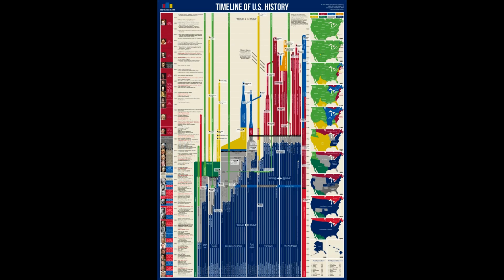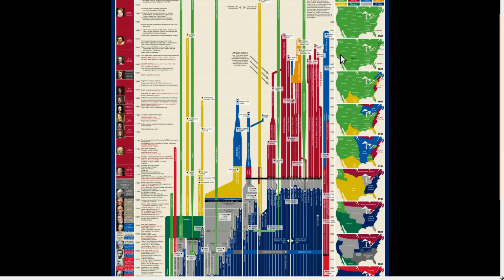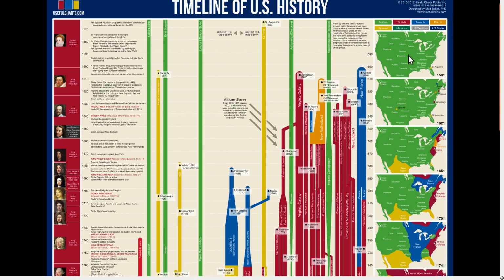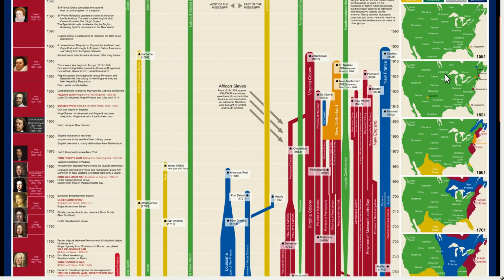Today I want to give you a quick overview of U.S. history using this timeline of U.S. history chart. In particular, I'm going to be using these maps on the far right, which show how the territory that we now call the United States evolved over the last 400 years or so. There are 10 maps in total, and the time difference between each one is exactly 40 years. So by looking at each one in turn, we can get a general idea of how U.S. history unfolded. But before we do that, let me quickly show you the other parts of this chart.